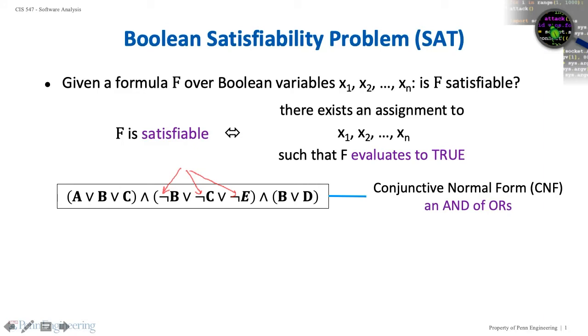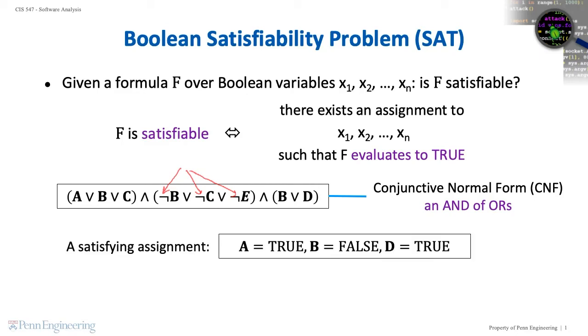In this normal form, the formula is a conjunction of clauses, where each clause is a disjunction of literals, where a literal is either an atom, such as A, or its negation, such as not B. This example formula is satisfiable because it evaluates to true under the assignment where A is true, B is false, and D is true.